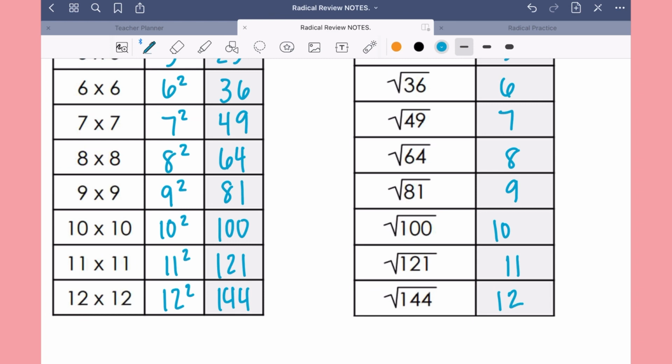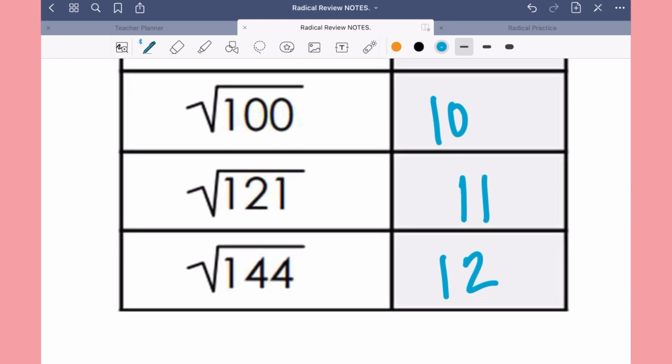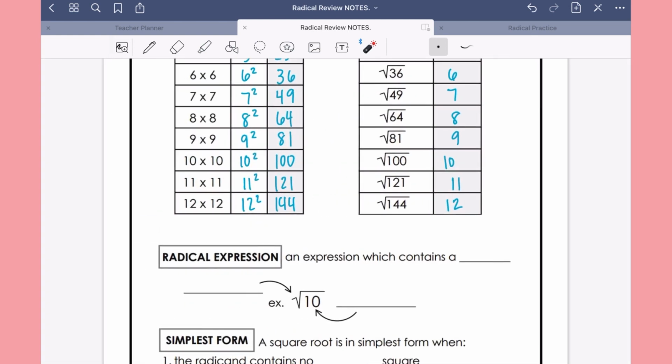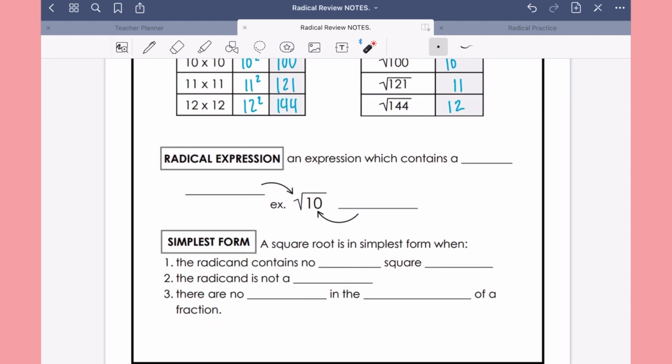So we're doing this because we cannot leave our square roots like this, okay? You have to simplify it. So the square root of 144 is 12. But sometimes we don't have perfect squares that you can take the square root of. And so that's why we have to simplify it as much as we can.